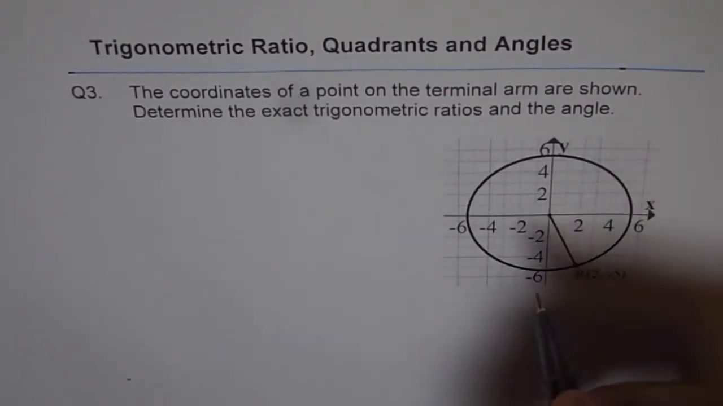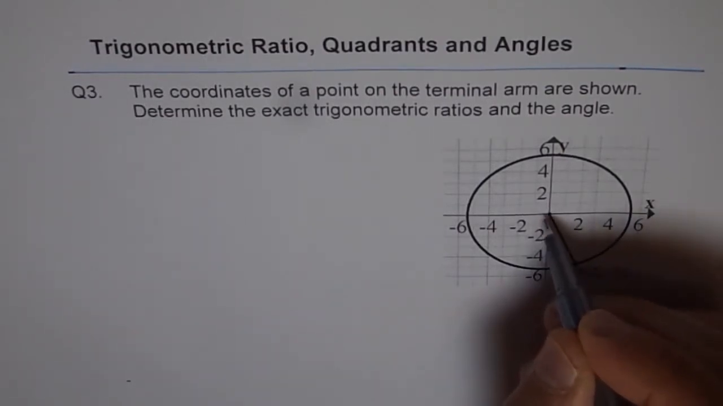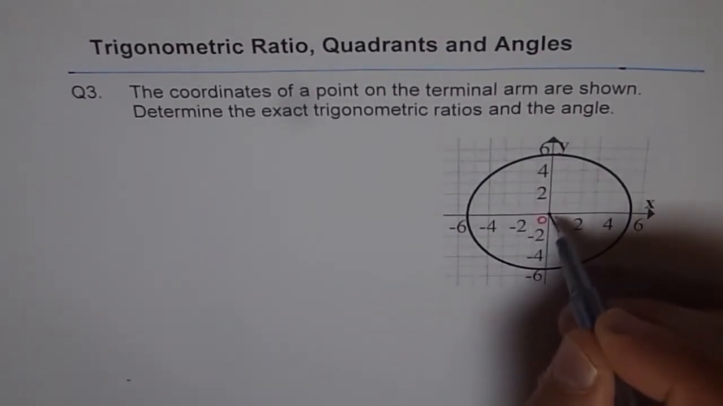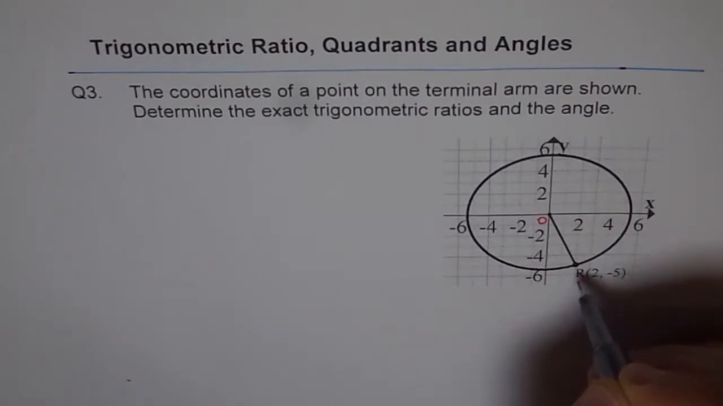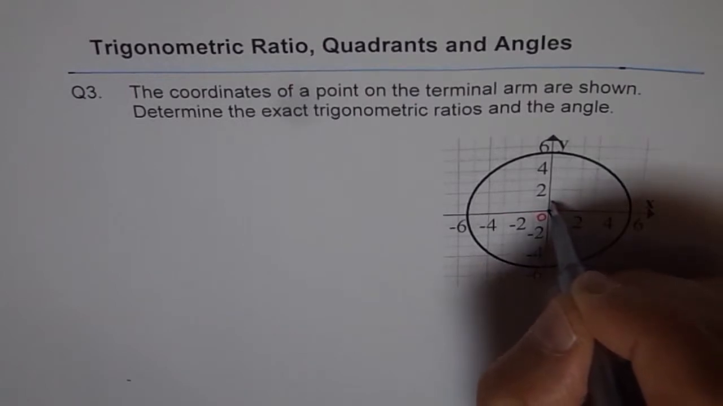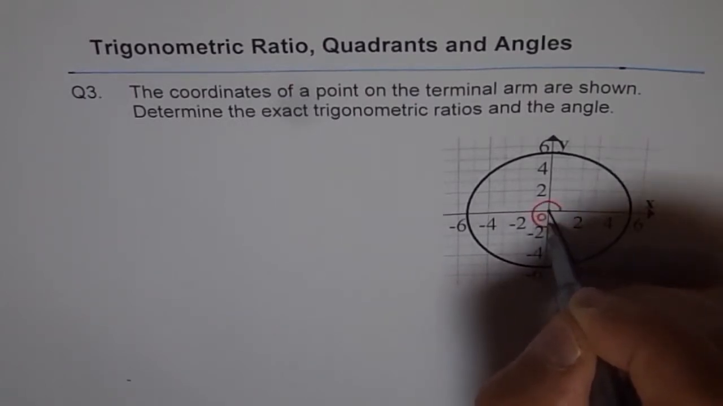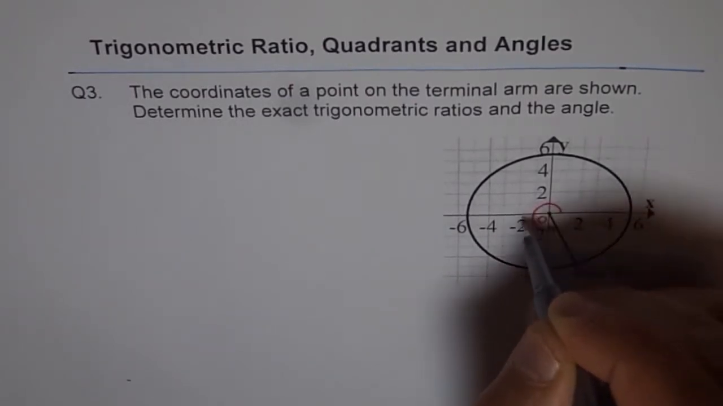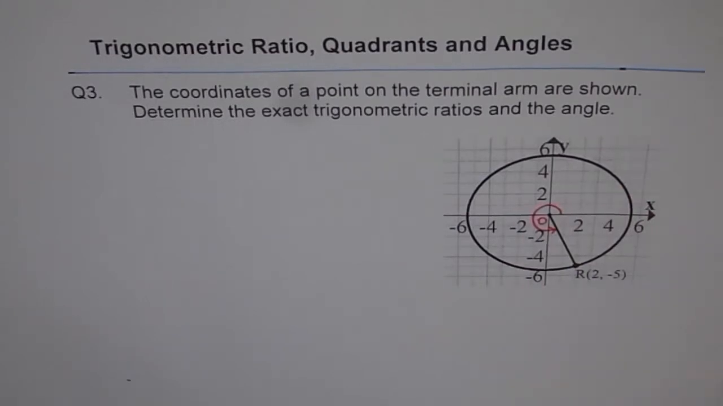Okay. Now that is the terminal arm. We'll write this as O. So OR is our terminal arm. So the angle which we are interested in is the principal angle measured from the positive x-axis as shown here, correct? So that is the angle we are really interested in finding, right? Now let's first find out the angle.